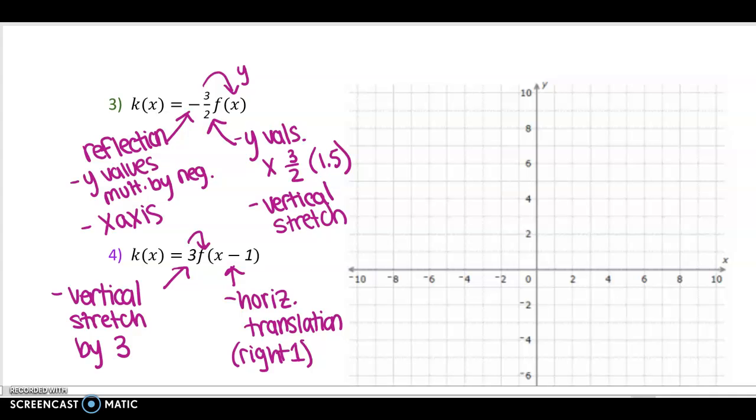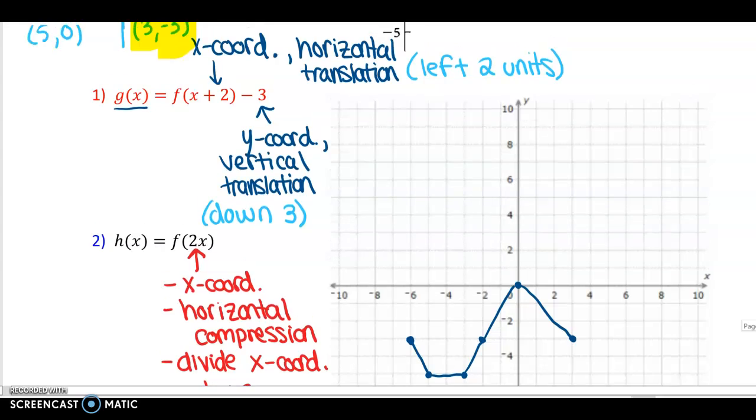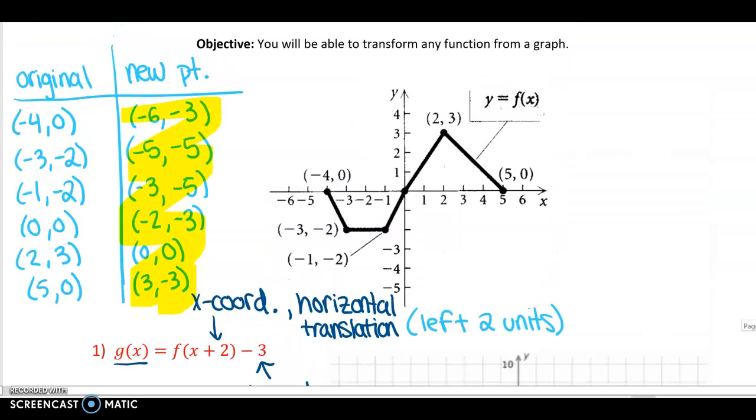I want you to try graphing each of these 3 on your own. If you have any questions, please come and see me. Otherwise, I would use this strategy. Start with the original point, do the transformations we just went over. So if it's a vertical stretch by a factor of 3, multiply the y value by 3, and you can get the new points. That's all I have for now.